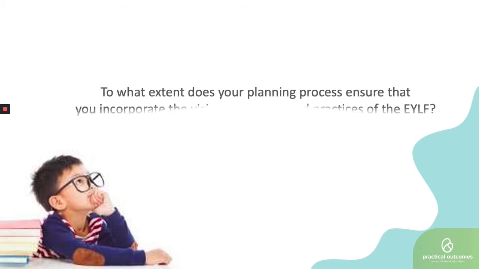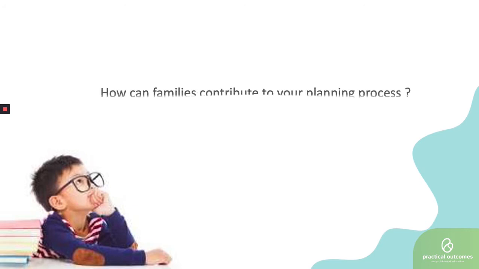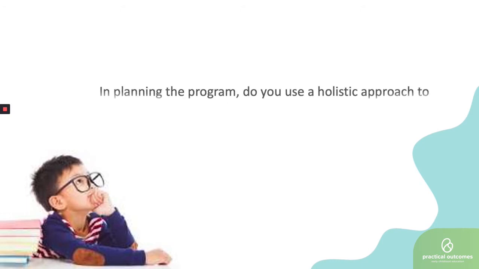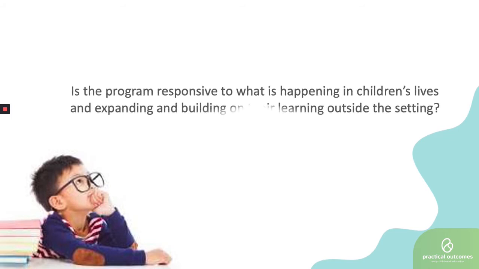You need to consider to what extent does your planning process ensure that you incorporate the vision, principles, and practices of the Early Years Learning Framework? How can families contribute to planning process? How are you listening to the child's voice? In planning the program, do you use a holistic approach to children's learning? Is the program responsive to what is happening in children's lives and expanding and building on their learning outside the setting?